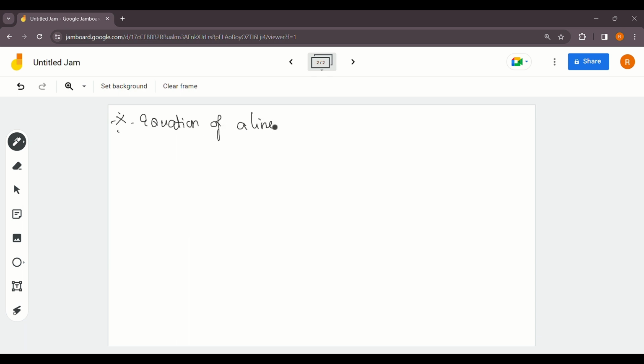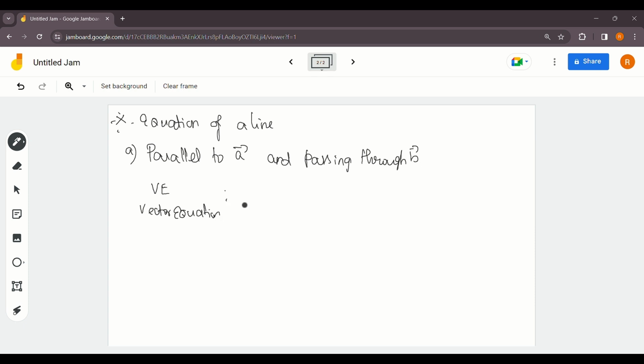So here you have two special cases. First is parallel to a vector, a given vector, and passing through a vector. Passing through B vector. So there are two types of equations. One is vector equation. So here vector equation for this is given by R vector equal to A vector plus lambda B vector, where lambda is some constant. So A is nothing but the passing vector.